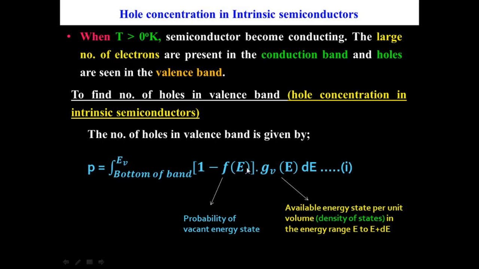The expression of Fermi function by using FD, that is Fermi-Dirac statistics, is given by F is equal to 1 upon 1 plus exponential of (E minus EF) by KT, where EF is Fermi energy, K is Boltzmann constant, T is temperature, E is the energy. Suppose this is equation number 2.